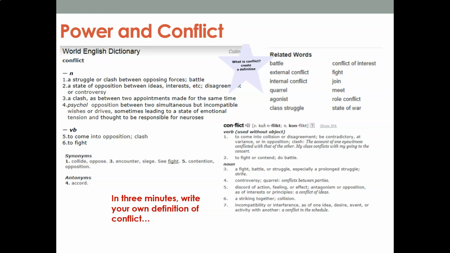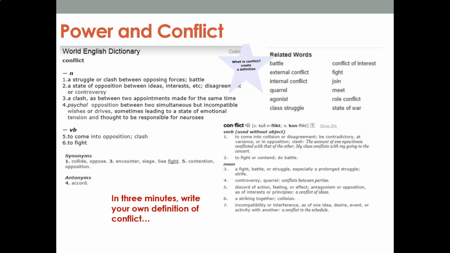Okay, so conflict can mean to come into opposition, to clash, to fight. It can mean to collide, to oppose, to encounter. It can mean to have a battle. You can have, now I love this, external conflicts and internal conflicts. So we can be at war with ourselves on the inside and at war with other people on the outside. Conflict can be a quarrel. In every quarrel, you have the antagonist, the baddie, you have the class struggle, you have conflict, you have fighting, you have a state of war.